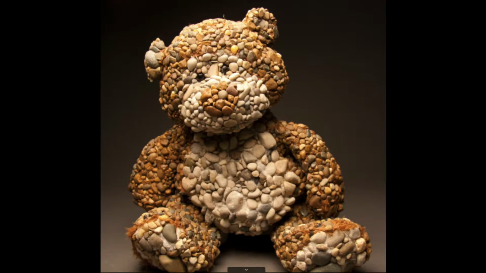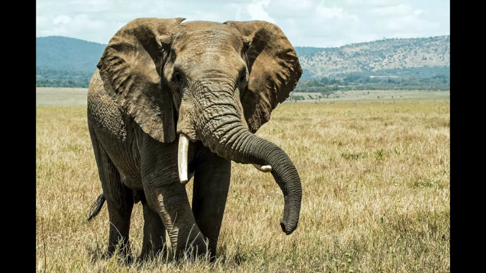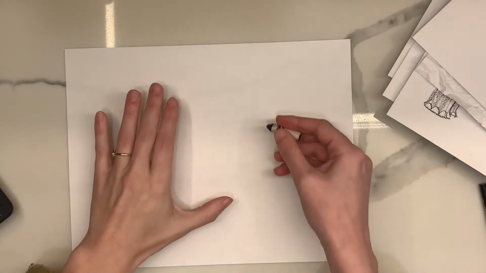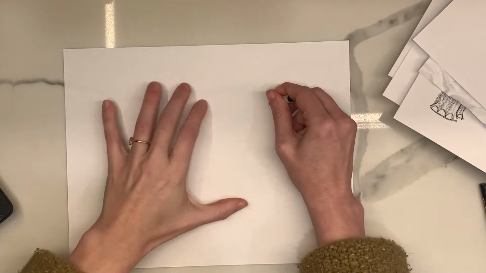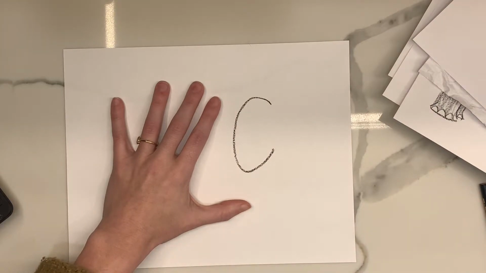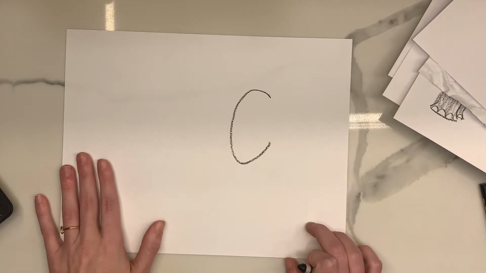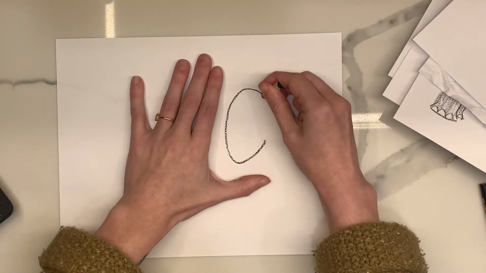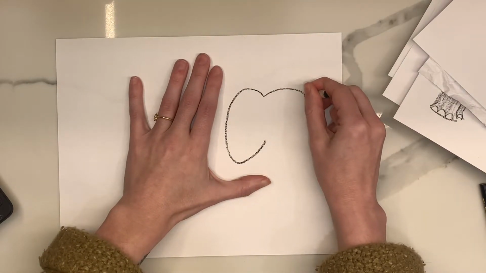rock teddy bear. Okay, so for today's project, we're going to be working on making an elephant. Since we were talking about the elephant's texture earlier, we're going to draw one together today. So first step is you're going to make a really big C on the right hand of your paper. That's actually going to be your elephant's ear. Then we're going to do a little bump, an arc, right to the right of it.